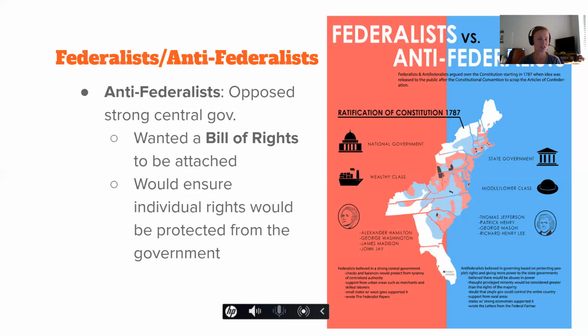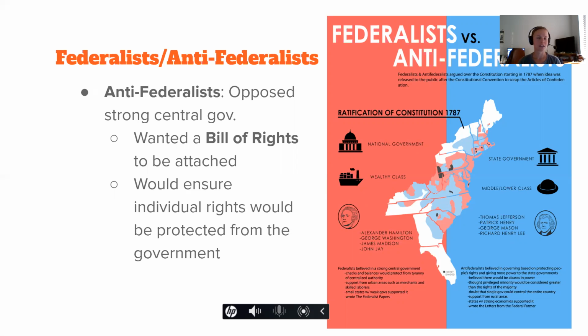But there are still these opponents who disagreed with having this new, stronger form of government in the Constitution. And these opponents to passing the Constitution, or ratifying it, were called the Anti-Federalists, which of course makes those who wanted the Constitution the Federalists. And these are kind of our first political parties or factions, if you will.